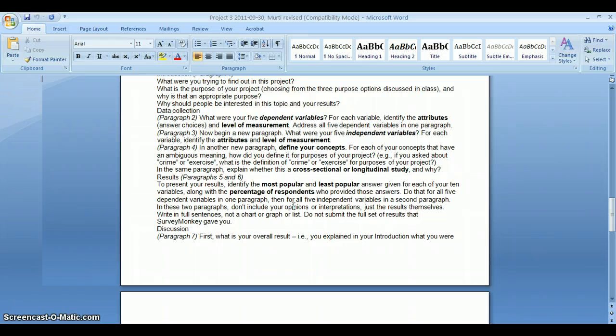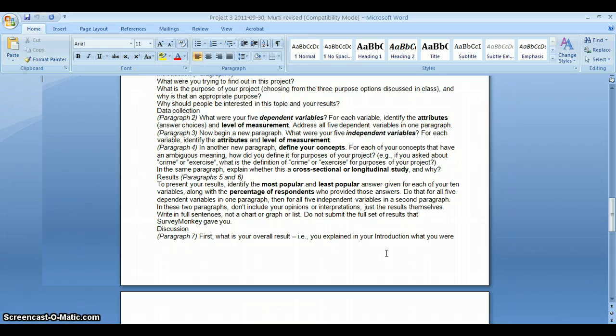So you had 10 responses to a question. For the percentage, you divide the number of most popular responses you got by 10, and then the number of least popular responses you got by 10. Pretty simple math, but you have to think it through carefully. So again, if you need some help, let me know or ask a classmate. So you do that for all 5 dependent variables in one paragraph, paragraph 5.